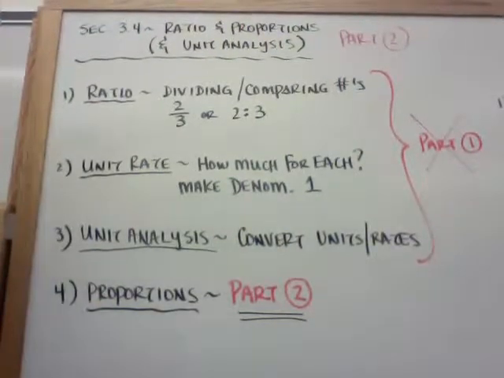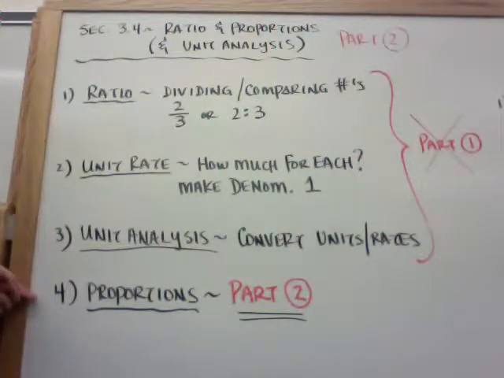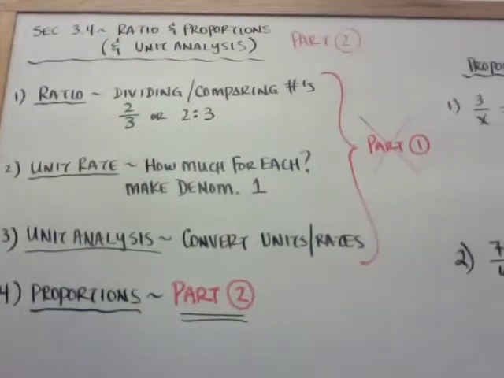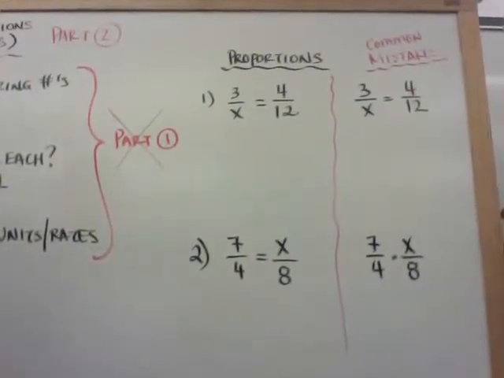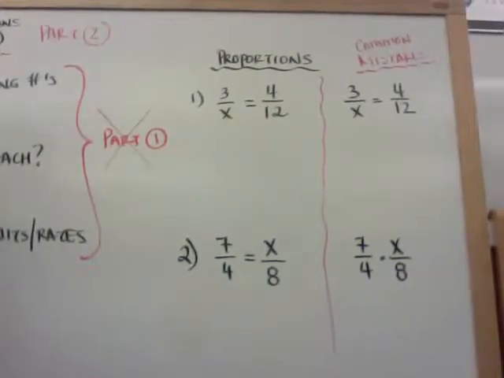Okay, hi you guys, this is section 3.4 part 2. So part 1 covered these three, so part 2 is just proportions. And like I said in the other video, proportions are just a fraction equal to a fraction. Okay, so here I got a couple examples for you. So 3 over x is equal to 4 over 12.